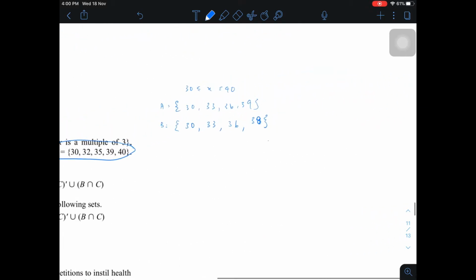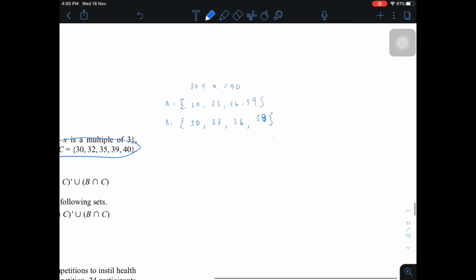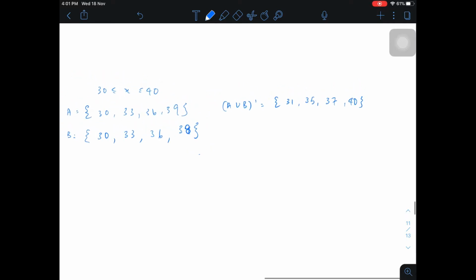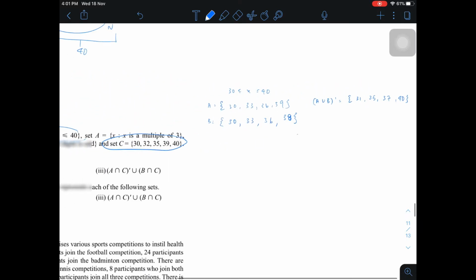Union A and B, the complements would be... it's good to list everything out bit by bit so you can see it clearly. So the complements of A and B would be 31, 35, 37, and 40, because it's not here, right? Okay, and then what's the other one?